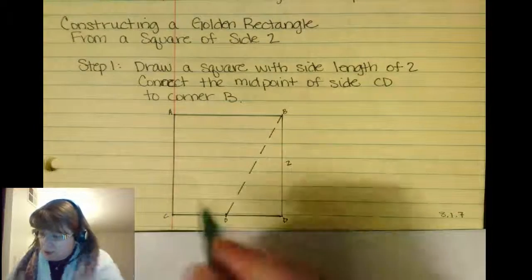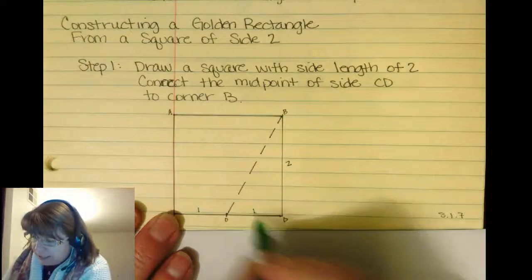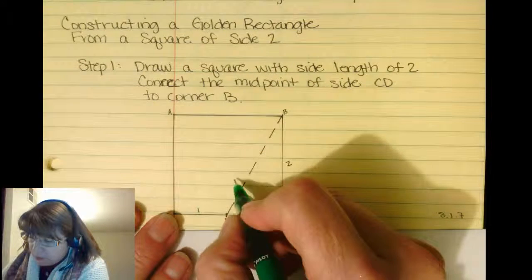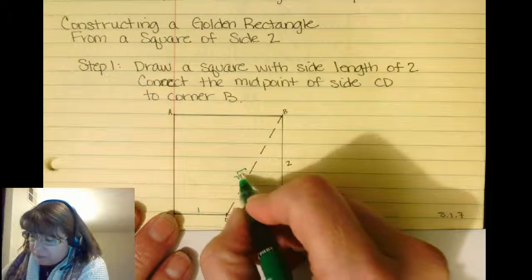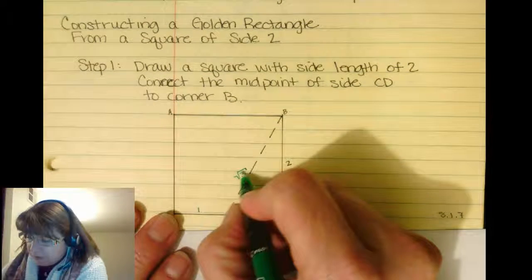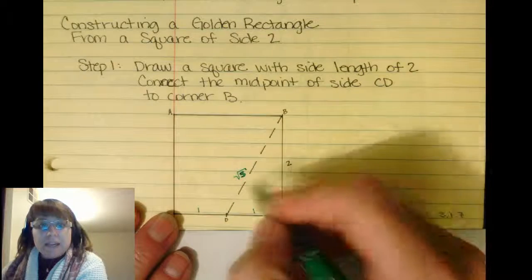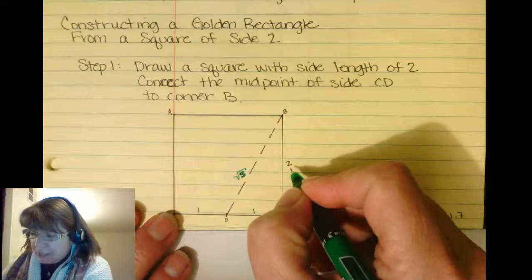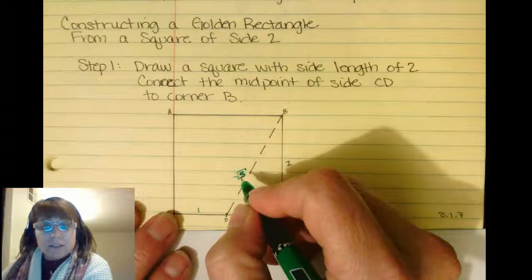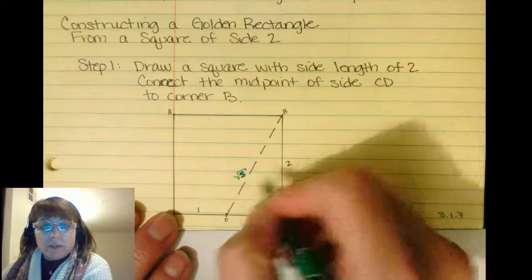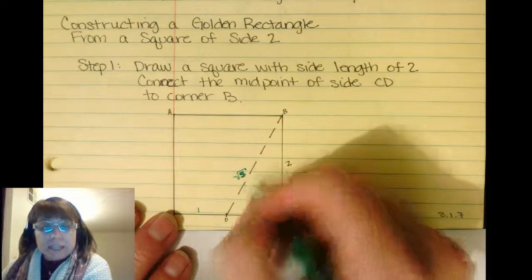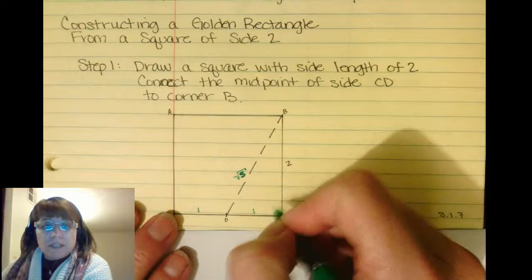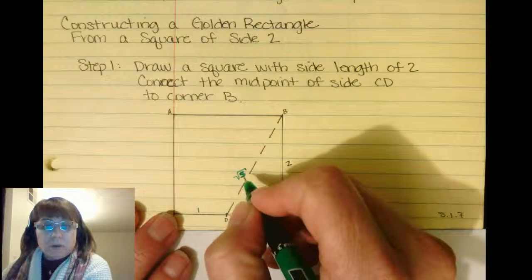Okay. So that is length 1, that is length 1, the other side is 2, and I can tell you the length of this line is square root of 5. Why? Because using our Pythagorean theorem, the square root of a squared plus b squared will give me the length of side c. Well, 1 squared is 1, plus 2 squared is 4, 1 plus 4 is 5. So it is the square root of 5.